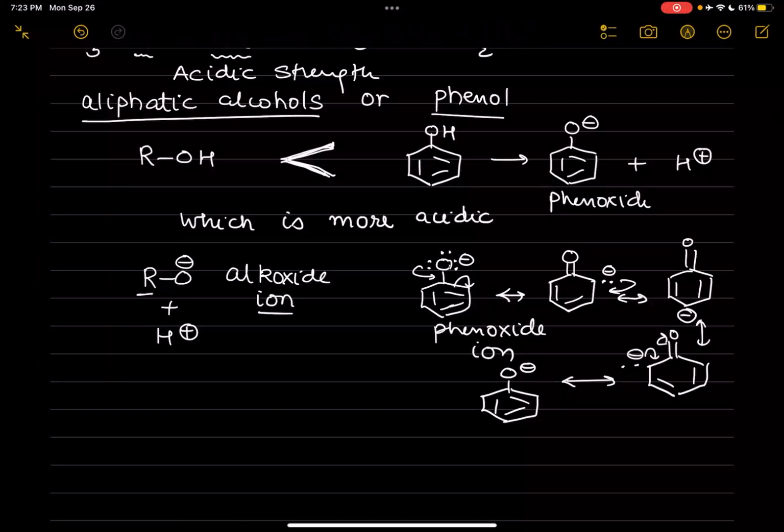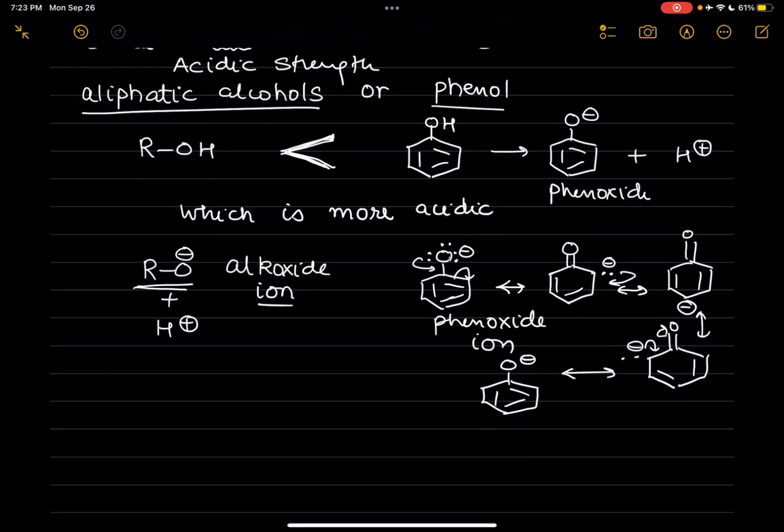But in the alkoxide ion, is it going anywhere else apart from oxygen? No. So alkoxide ions are not resonance stabilized, because there are no double bonds. All are single bonds. Single bonds are rigid. They don't move here and there, right? So the charge is going to stay wherever it is, and it is going to come and join again with the H plus. So these aliphatic alcohols are less acidic, and the phenols are more acidic.